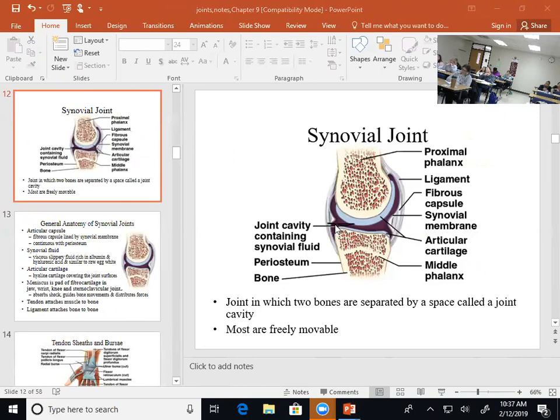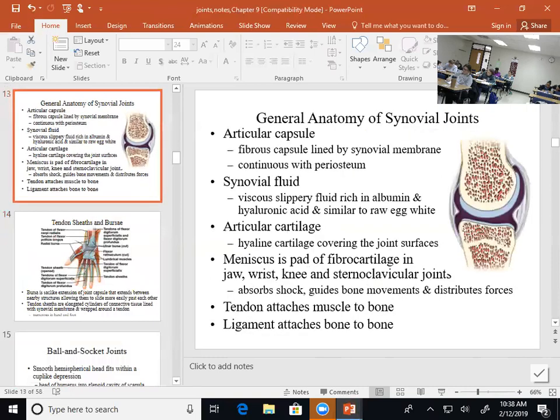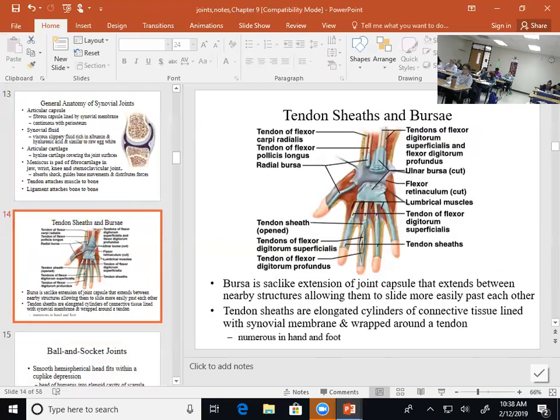The knees, right? This is called a meniscus. Joints that have meniscus or menisci, plural, are going to be joints that have a ton of power associated with them, right? Pressure and power. So you see a meniscus, a pad of fibrocartilage. You will also see bursa here, and bursa are going to be these sacs that are filled with synovial fluid that help tendons.